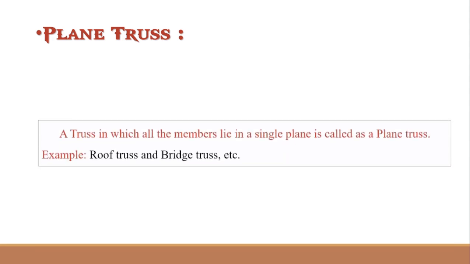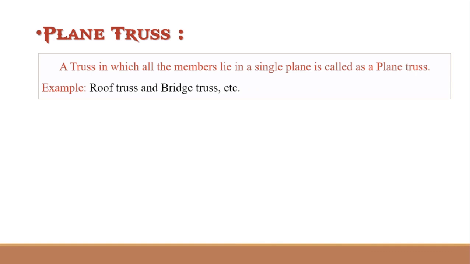What is a plane truss? A truss in which all the members lie in a single plane. An assemblage of slender members jointed by pin connection, if they all lie in a single plane, is called a plane truss. Examples are a roof truss or a bridge truss.